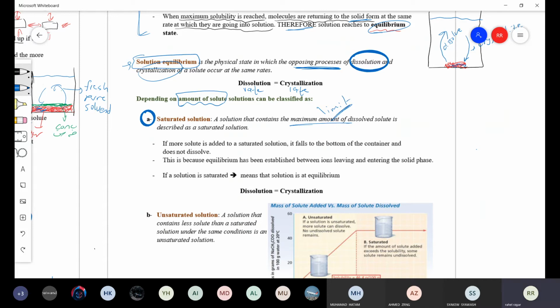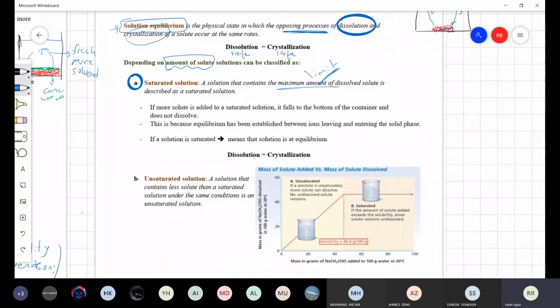The maximum limit. What do we call this solution? Saturated. It's saturated, it's full. It cannot take any more solute. It cannot take any more. How do we recognize a saturated solution?